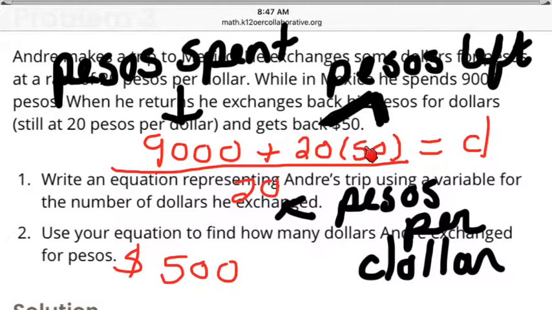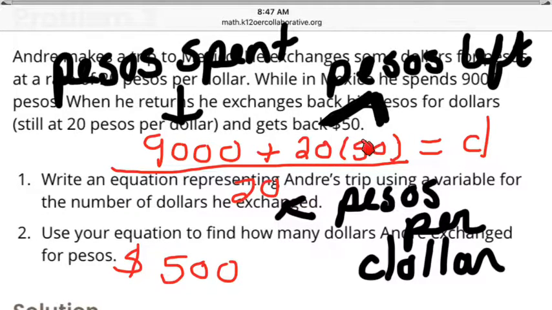So my equation is 9,000, that's the pesos he spent, plus 20 times 50, that'll give me the pesos he had left, divided by 20, because if you divide the pesos by 20, which is the exchange rate, you get how many dollars he had left.